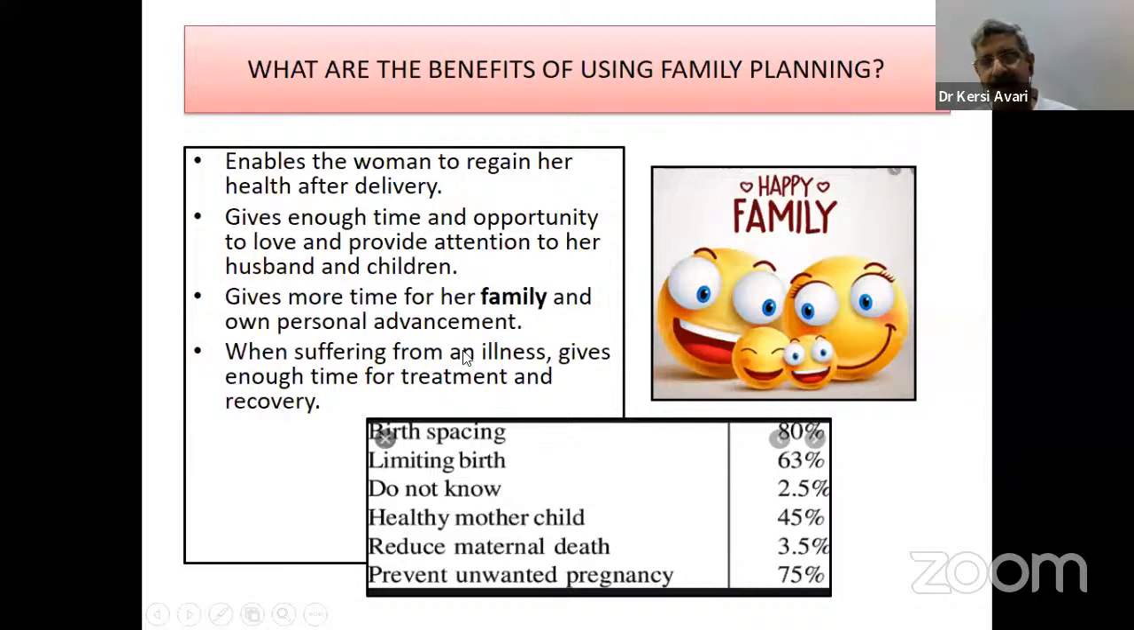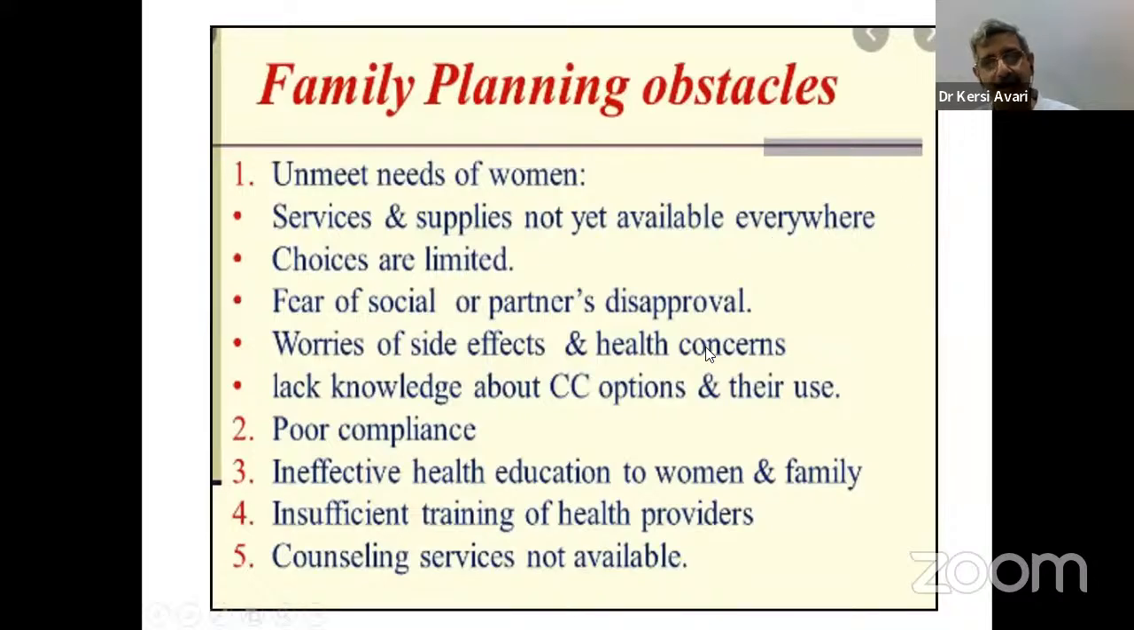So people always say, "Haan, mujhe pata hai, birth spacing is important, limiting birth is important," but what they don't know is that a healthy mother, or maternal death, can be avoided if pregnancies don't occur fast, and pregnancies occur very fast. So this is family planning.